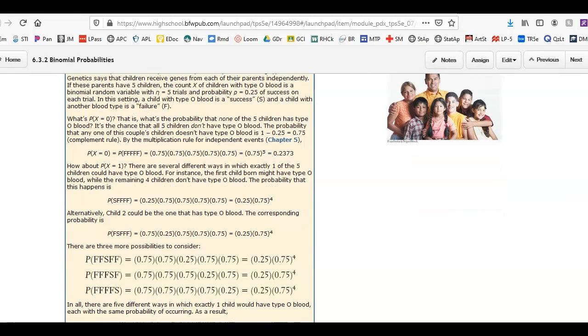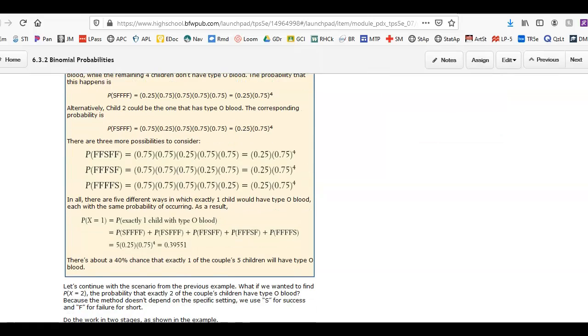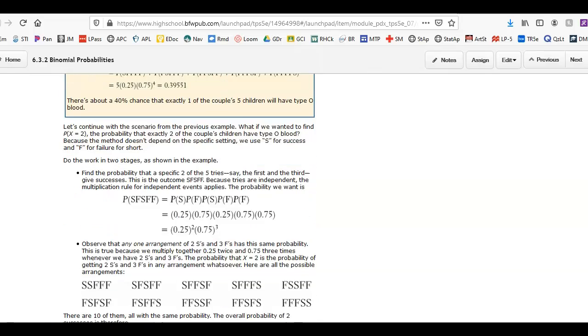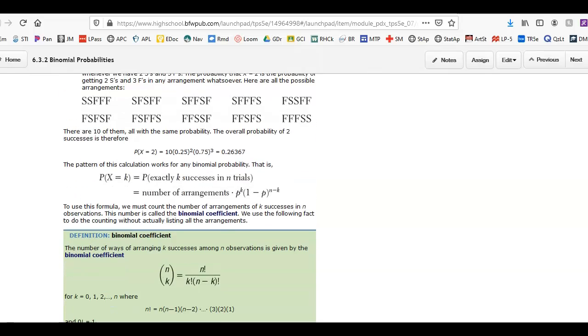And you could have a lot of different probabilities where one person had type O. It could be the first child, the second child, the third, the fourth, or the fifth. So we start getting into some pretty complex calculations, and there's a formula that we're going to end up using to do this. And here it is right here.